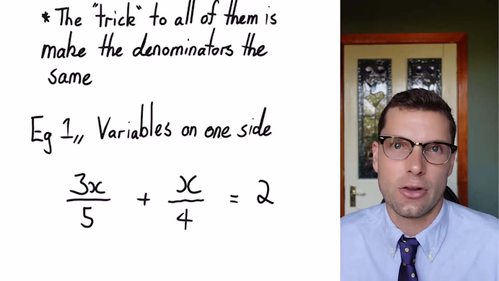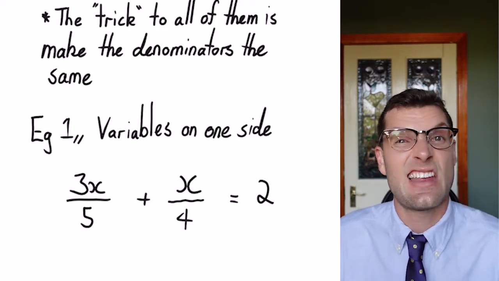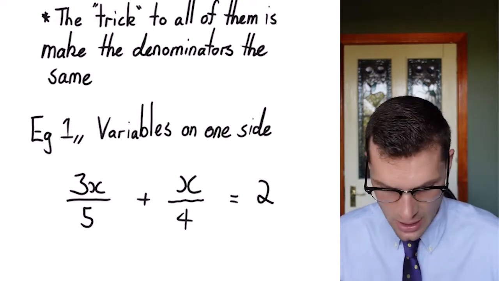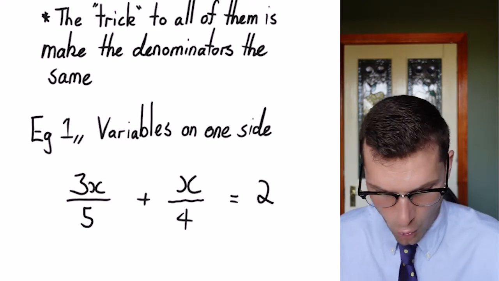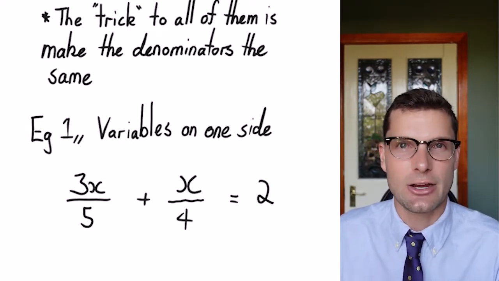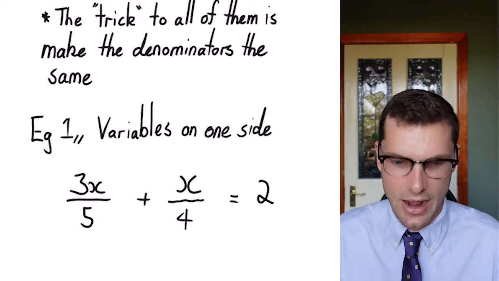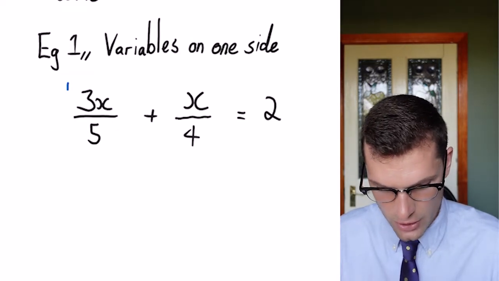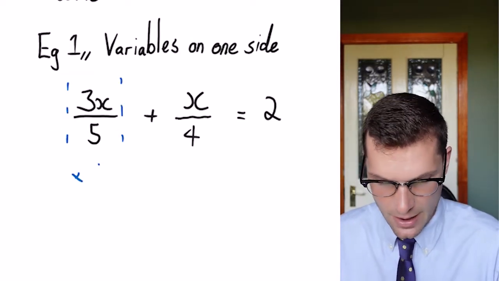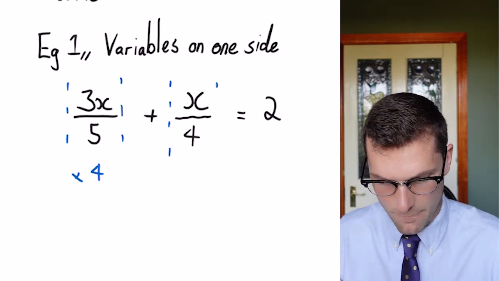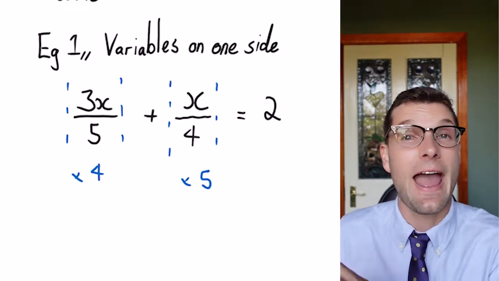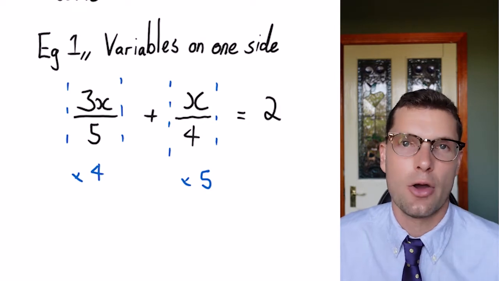So this first example is going to have variables on the same side. We've got to collect all the like terms, and then it becomes an easy two-step equation. So in order to do this, all we've got to do is multiply both fractions by the opposite denominator. So if I multiply this first one by 4 and multiply this second one by 5, I know that I'm going to have over 20 on both sides.